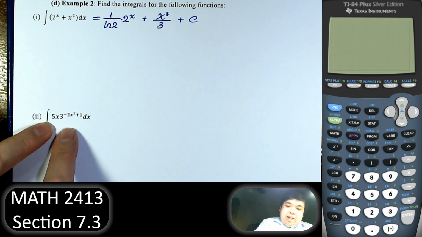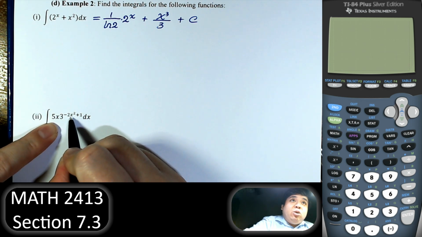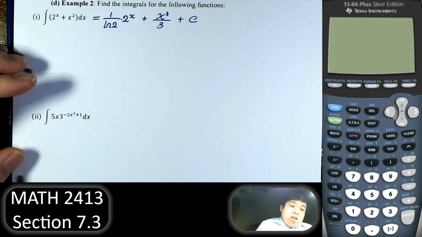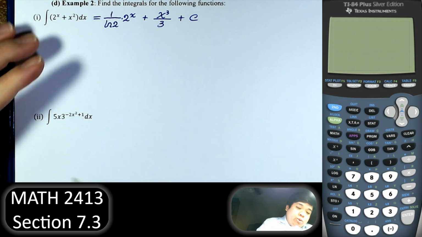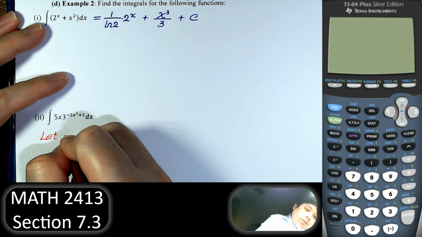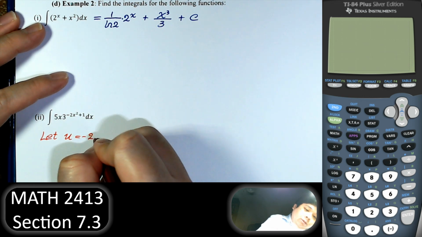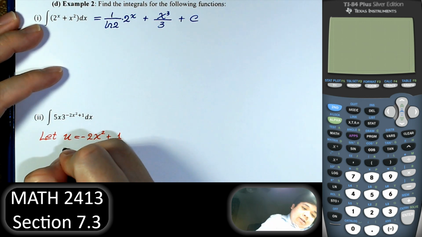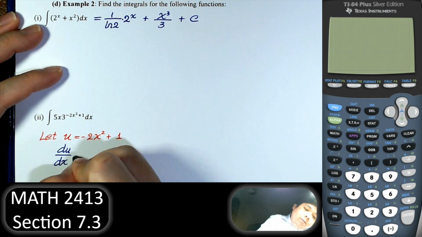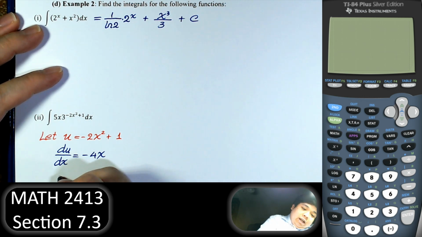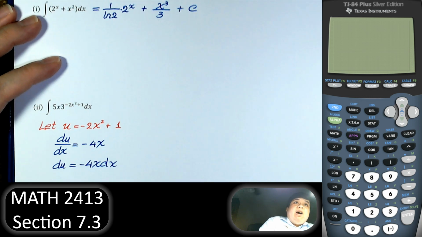Now let's do something else. We have 5x times 3 to the negative 2x squared plus 1. The negative 2x squared plus 1 is on the exponent. So in that case, let's do substitution on the exponent to be u. And we take the derivative. Negative 4x. Move the dx, and divide by the negative 4x.